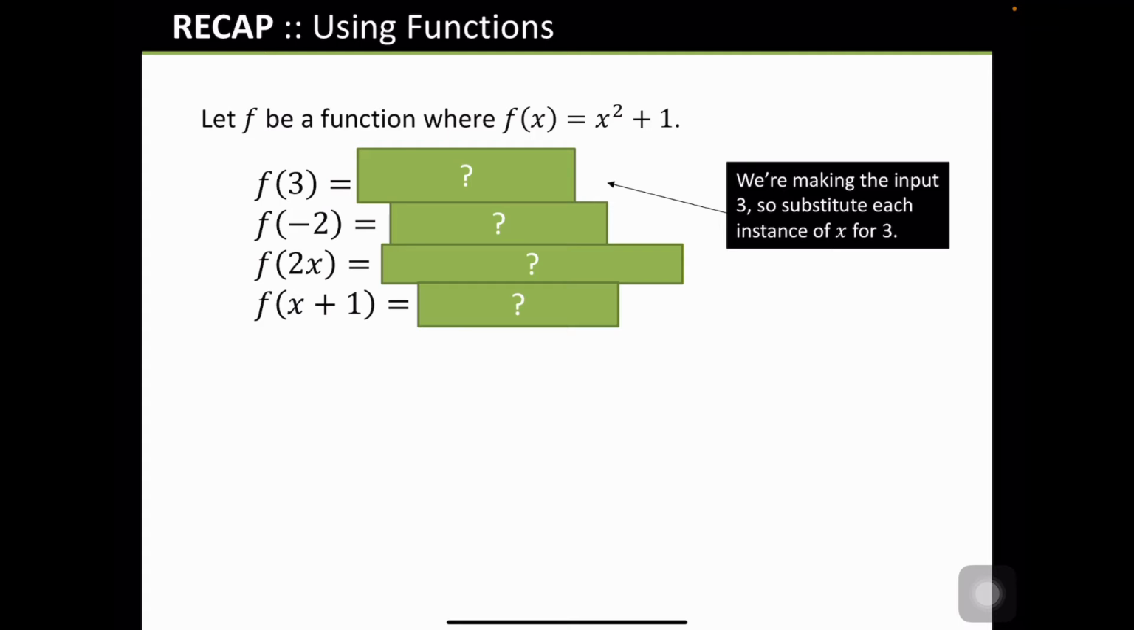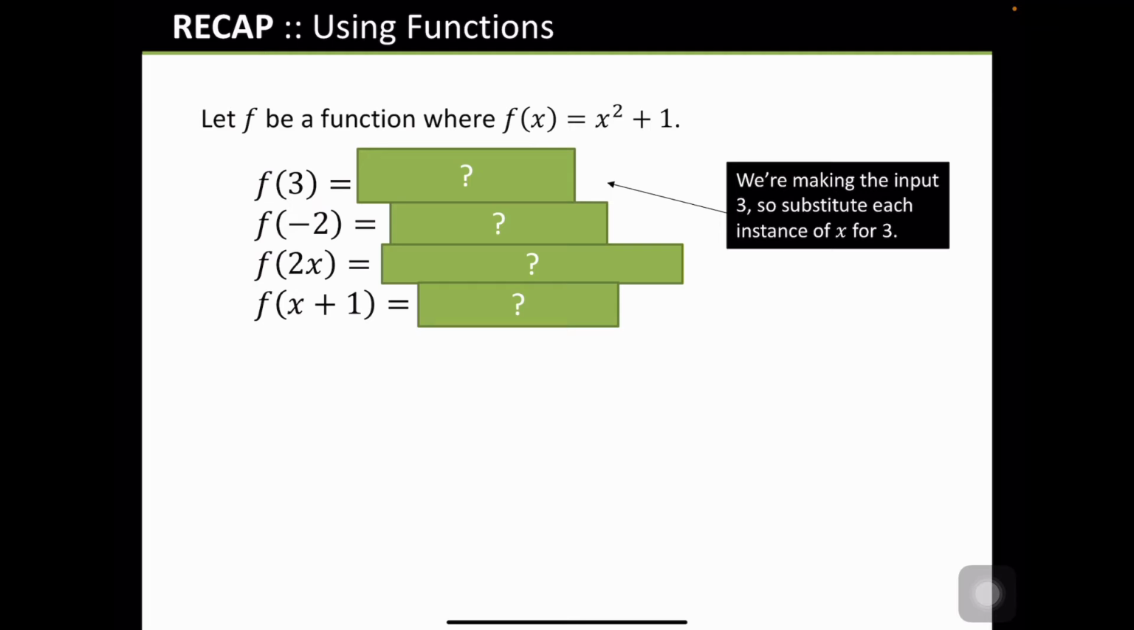Let f be a function where f(x) equals x squared plus 1. So have a go answering these questions. They are quite simple. So yeah, pause the video. You could even do it in your head, to be fair. So yeah, pause the video and I'll go through the answers in a sec.